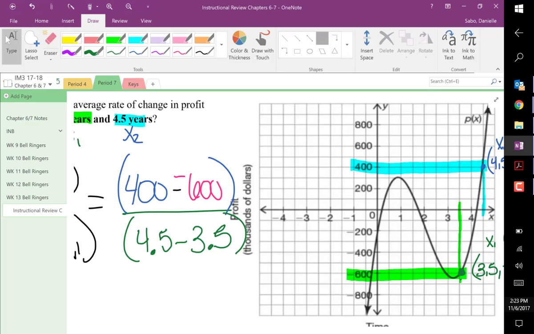Take a second, plug it in. If you need help, ask one of us. You said put it in the parentheses? Yeah, make sure you have parentheses. Anyone need a calculator?